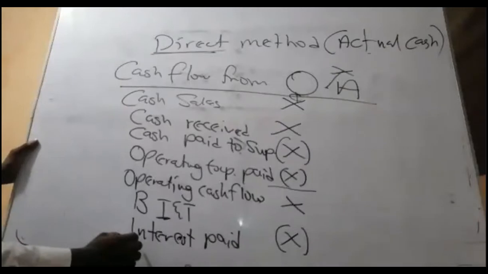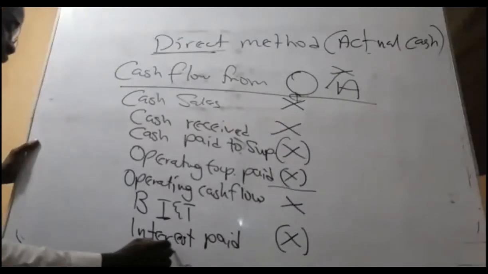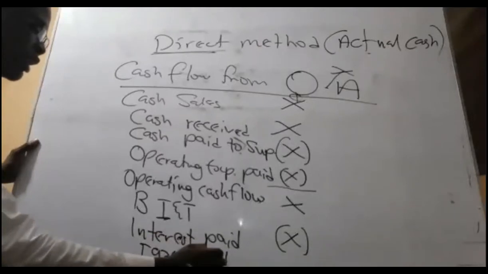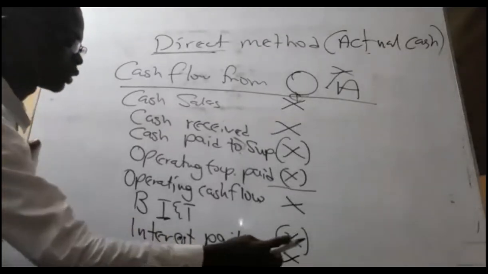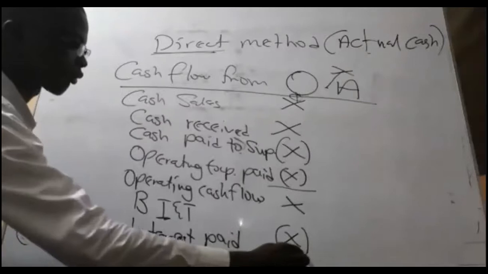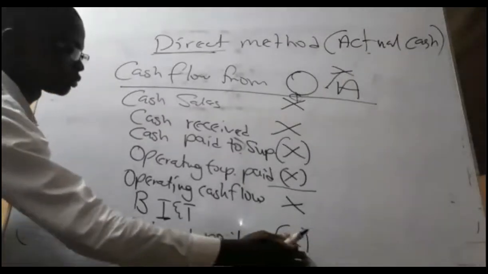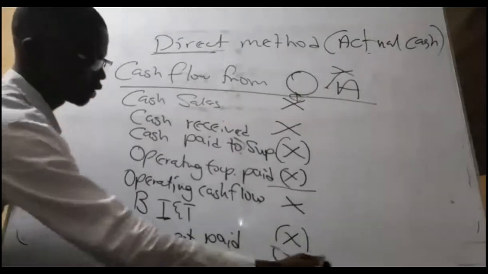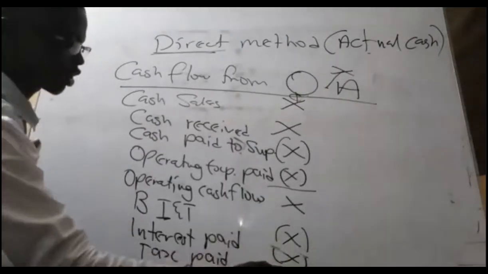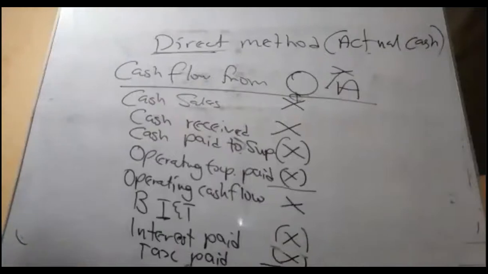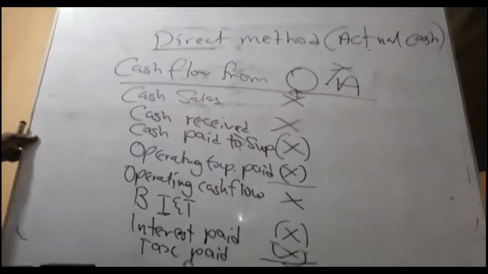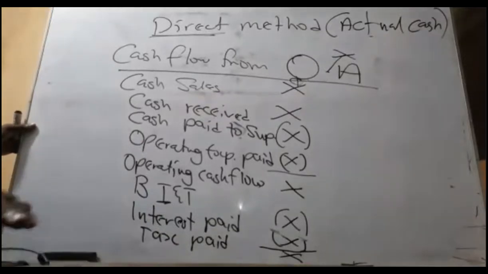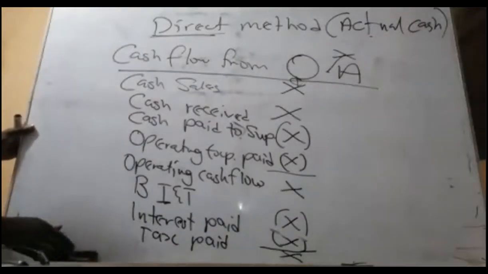Then you go to tax paid. Tax paid, money is moving out. So that is it. Putting all this together, we have what we call net cash flow from where? Operating activities. So net cash flow from operating activities.